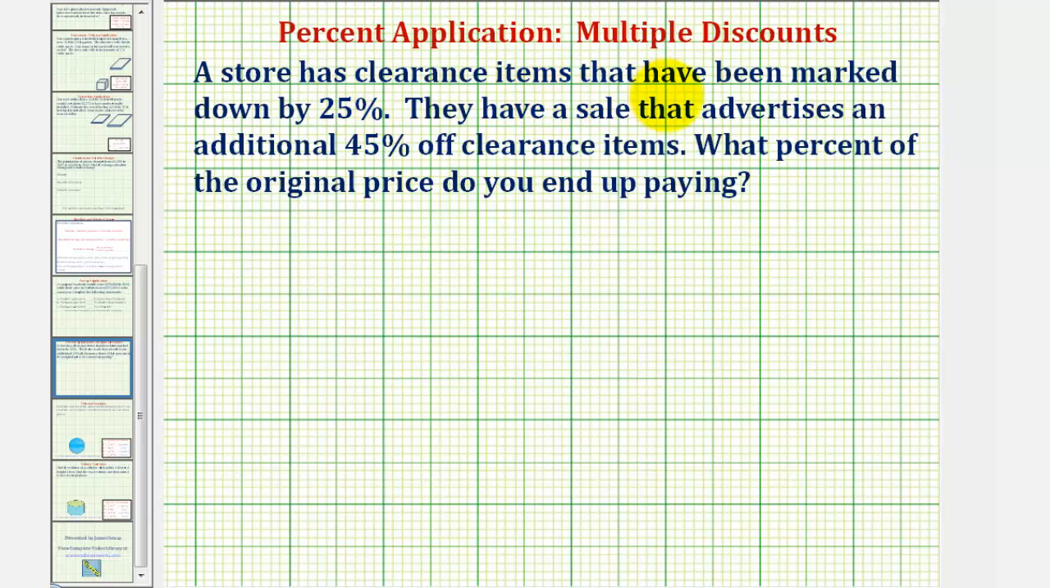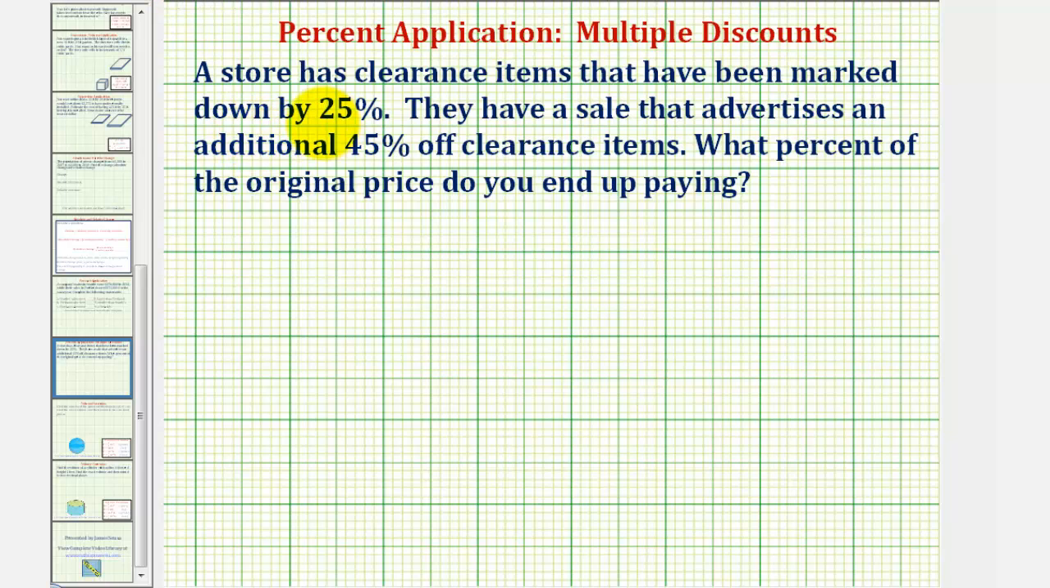A store has clearance items that have been marked down by 25%. They have a sale that advertises an additional 45% off clearance items. What percent of the original price do you end up paying? You need to be careful here because we cannot just add these percents together and say the discount was 70%, therefore we pay 30%. This would not be correct. So let's take this one step at a time.